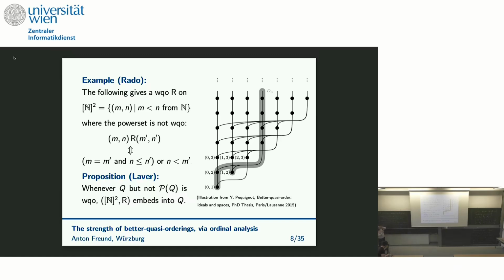So this R is a well-quasi-ordering, but I claim that when you take the power set, then you don't have a well-quasi-ordering anymore.